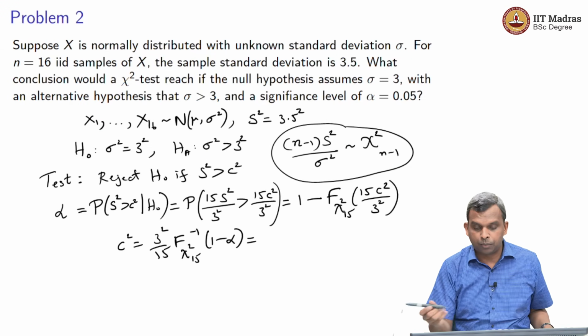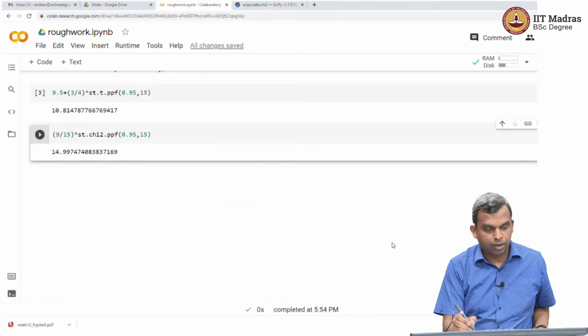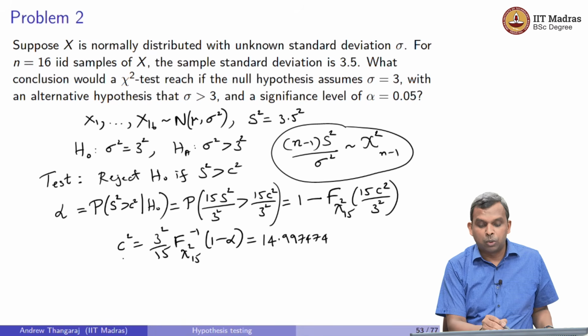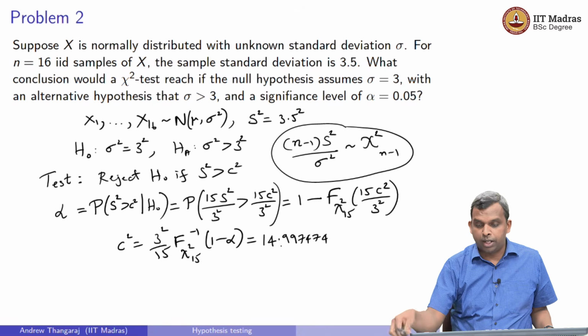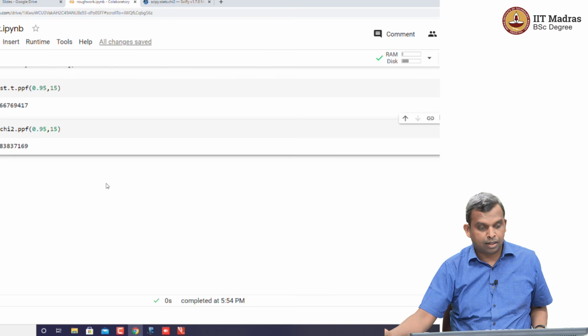So you get 14.99. What did we get here? Some 7474, right? We can leave it like that. That should be good enough. So C squared is this. So you have to see if 3.5 squared is going to become greater than this. So let's check that out also.